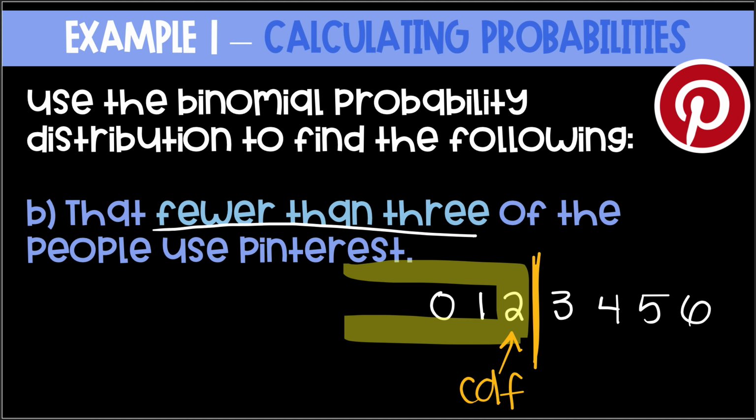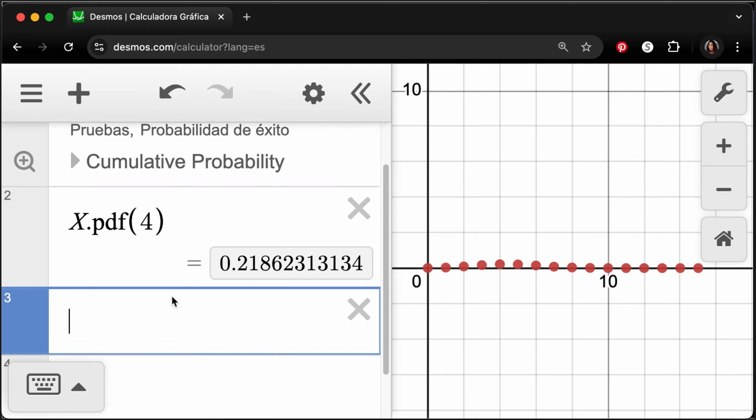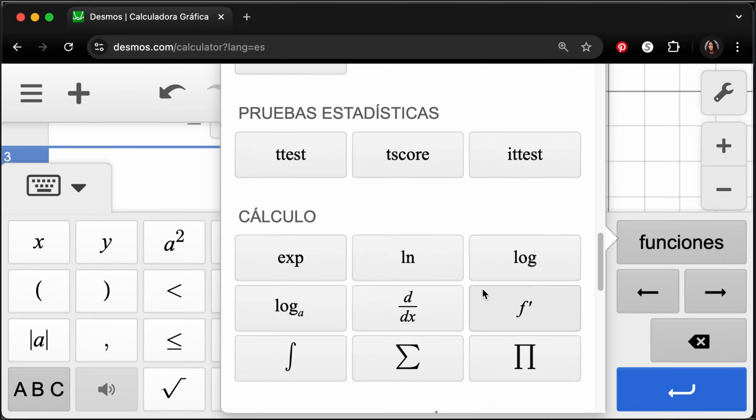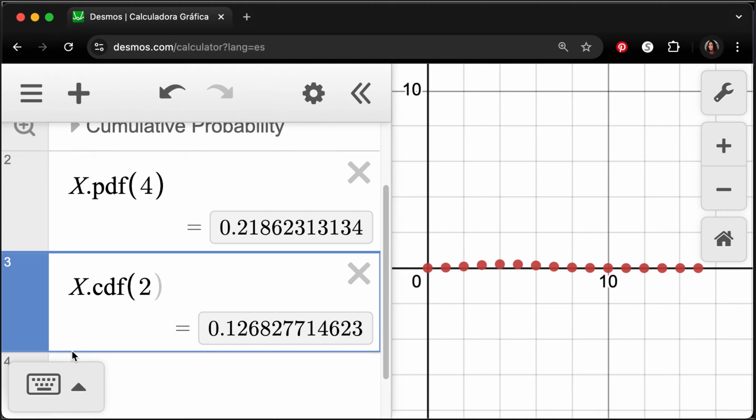Again, I have to put the name of my discrete random variable first. And now I'm going to put the command CDF. You can type it, or you can click on functions again, go back to distributions, CDF. And I want up to 2 values. This is the probability of 0 or 1 or 2 people being users of Pinterest: 12.68%.